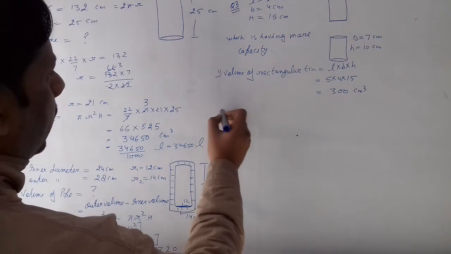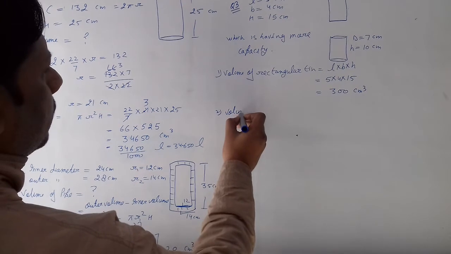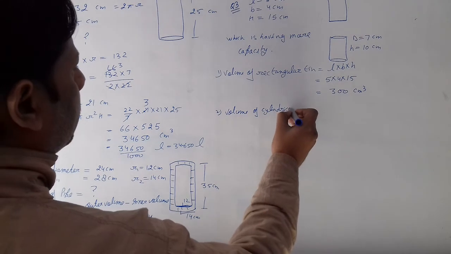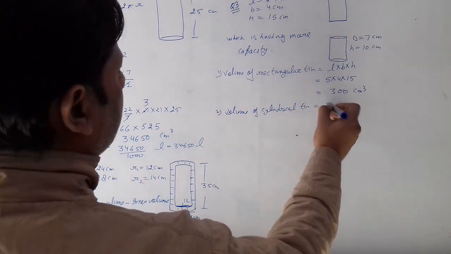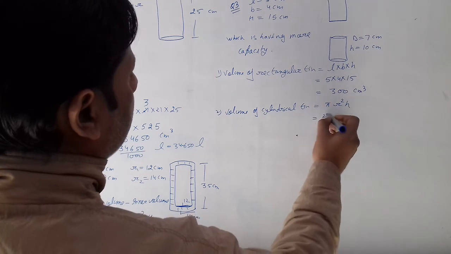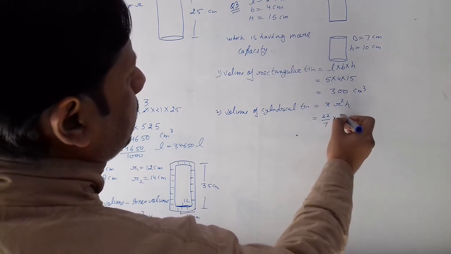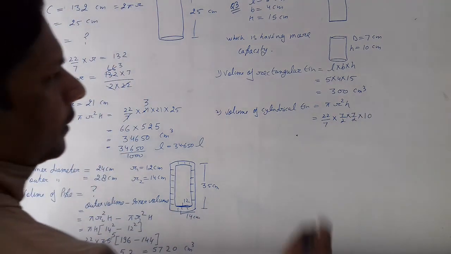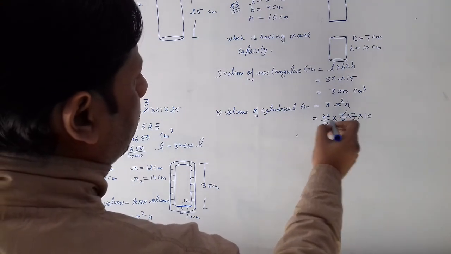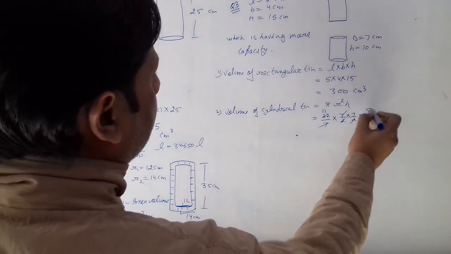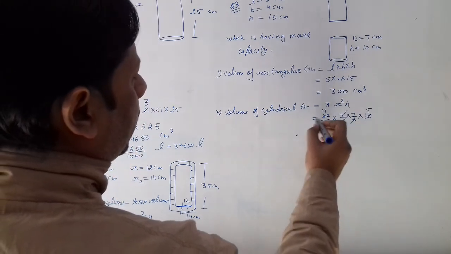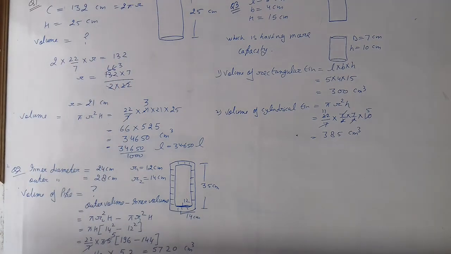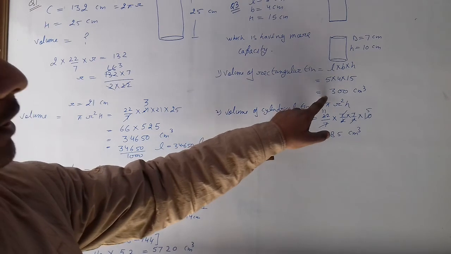Right, students? And then second, volume of cylindrical tin, that is pi r square h, 22 upon 7. Radius is 7 upon 2 into 7 upon 2. Height is 10. Right? 7 and 7 cancel. 2 elevens are 22, 2 fives are 10, 7 fives are 35. 35 into 11, 385 centimeter cube.